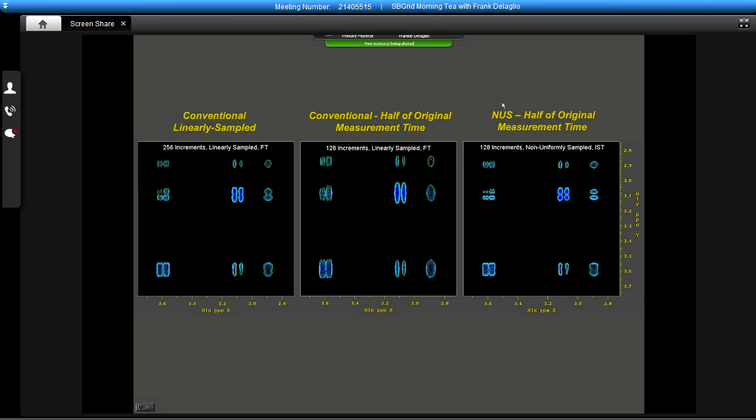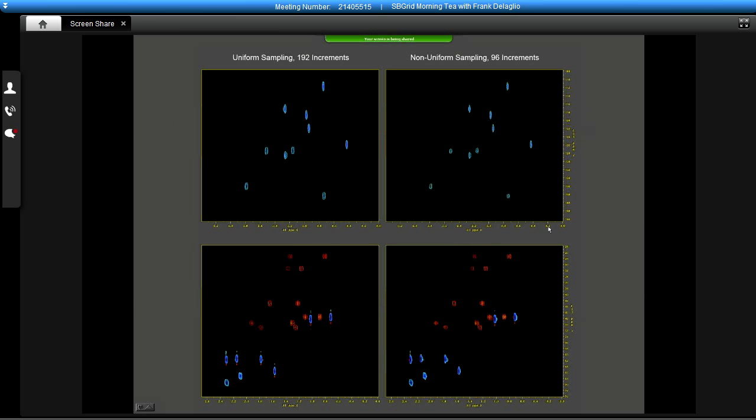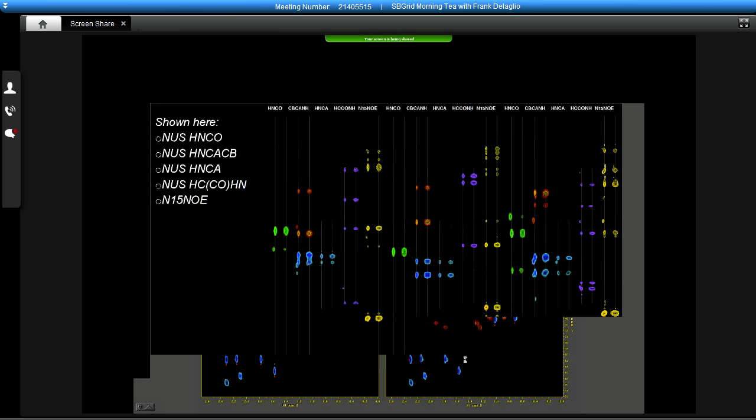And so what this means is we get to choose a balance of how many points we measure versus, let's say, how many scans we measure per increment. So we can balance signal to noise content with resolution. Here's another example, a 2D HSQC, conventional experiment, a non-uniformly sampled experiment with half the measurement time, but for all intents and purposes, the same quality data.